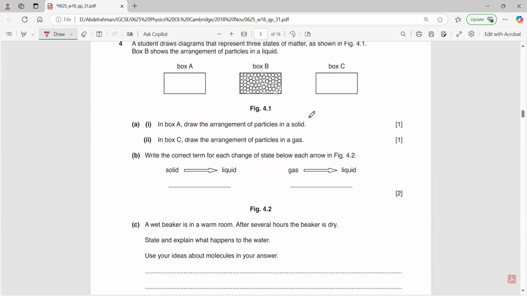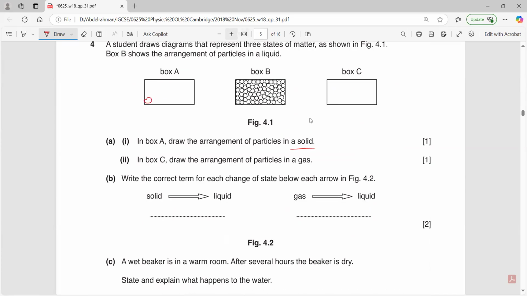Next question. We have box A and box C. In box A, draw the arrangement of particles in a solid. In a solid, they would be in a lattice arrangement. They would all be arranged fixed in place.